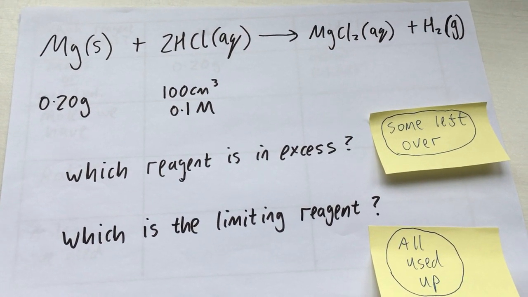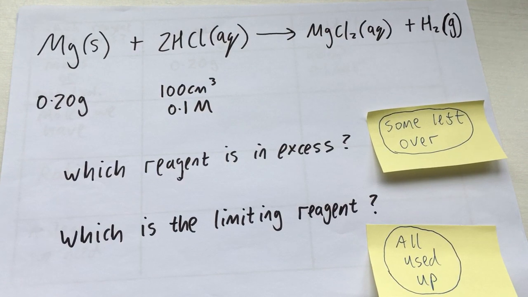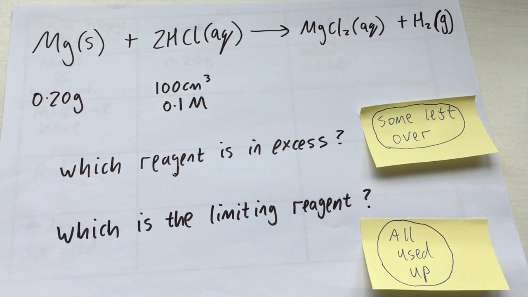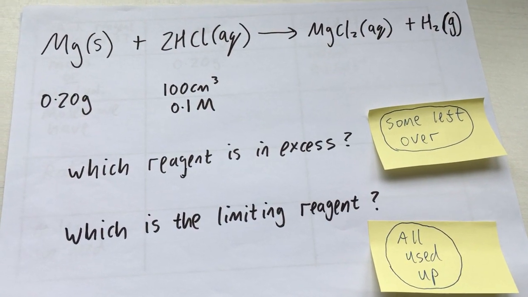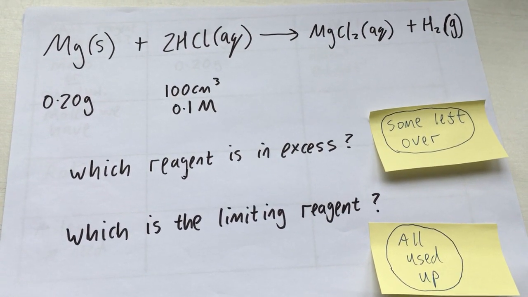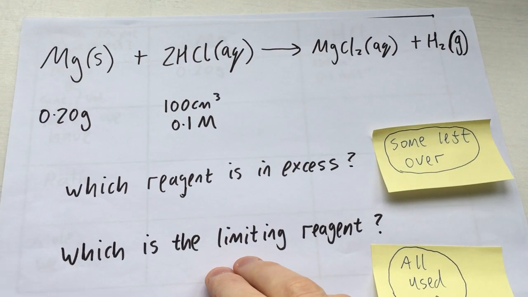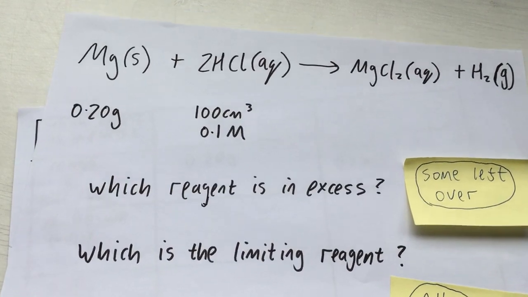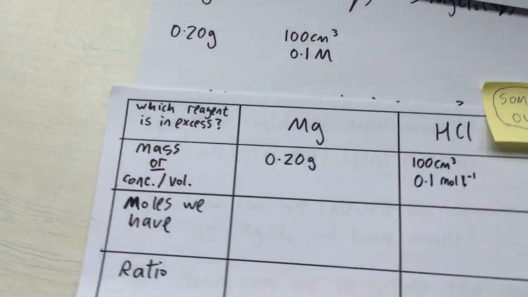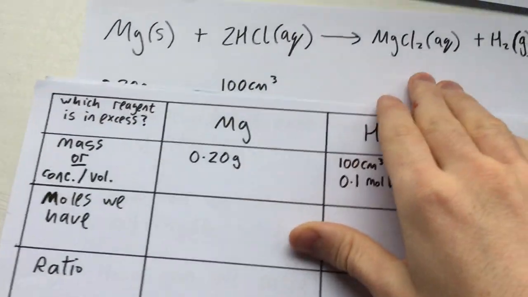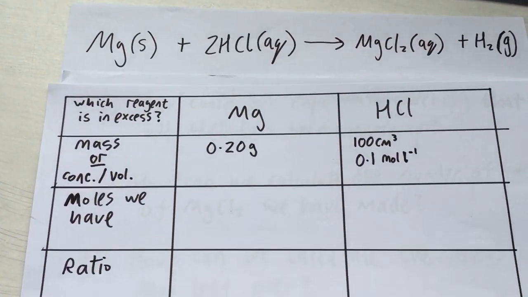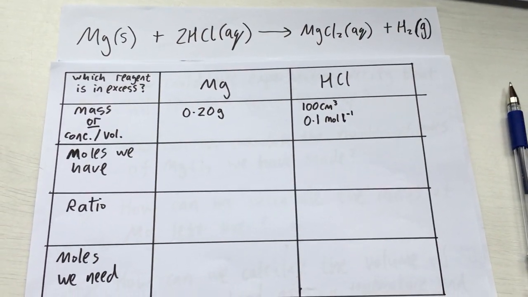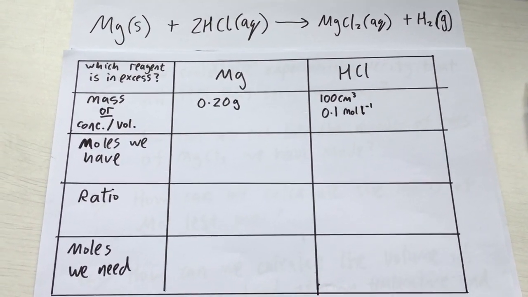Okay, so the calculation that I'm going to go through now is basically trying to decide which of these reagents is in excess, as in some of it's going to be left over, and which is the limiting reagent, as in it's all used up. Okay, so I've got myself a little grid here with the calculation laid out, and you don't need to do this exactly like this, but you should follow these steps.